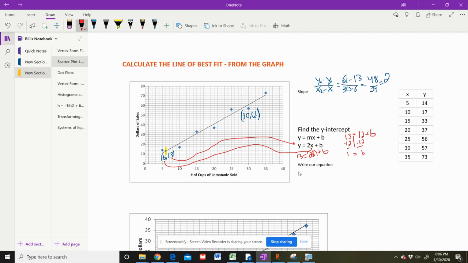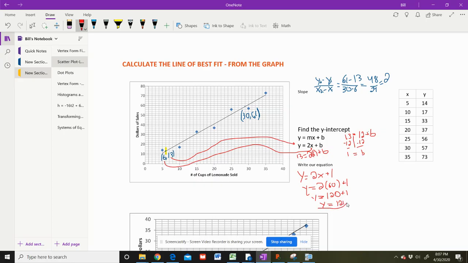So with that, I get my y equals mx plus b is going to be y is equal to my slope, which is m, which is 2x plus 1. So now if I said, all right, this graph represents the number of cups of lemonade sold and how many dollars in sales you had. Let's say you sold 60 cups, how much money would you have made? So you're going to plug 60 in for x. So you'd go y is equal to 2 times 60 plus 1, right? So y is equal to 2 times 60 is 120 plus 1. So y, or how much money you made, is $121.